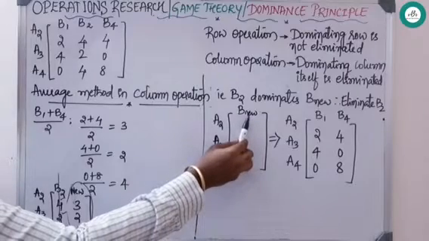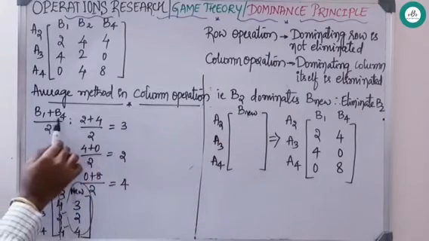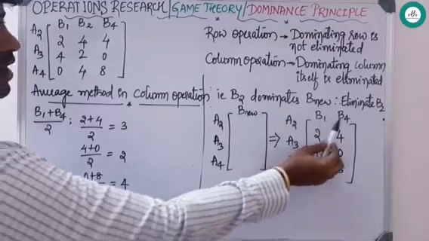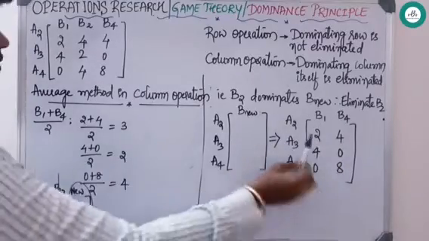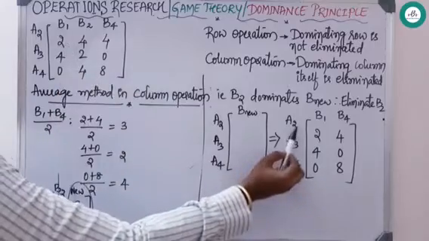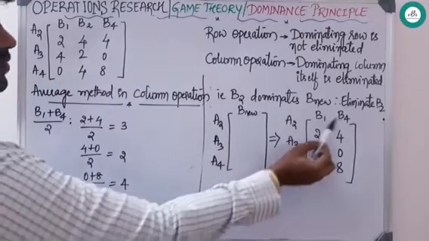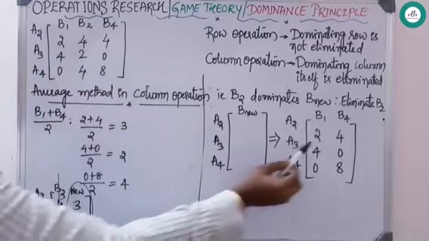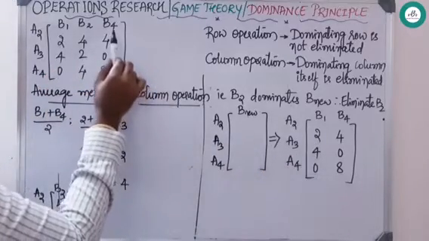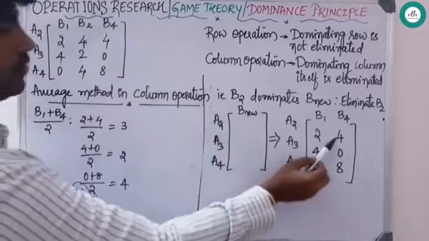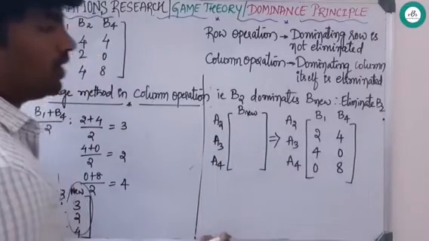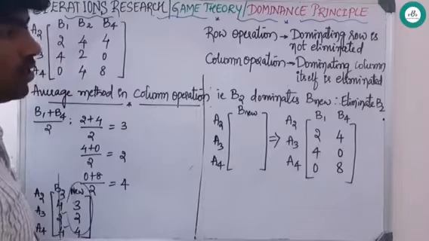So B new is a combination of B1 plus B4. Writing this separately, B1 and B4 are to be taken. Whatever the values here, for A, 2, 3, and B1 and B4 copy down here. B1 is 2, 4, 0. B4 is 4, 0, 8. Further, with this you can also perform a row operation or a column operation.